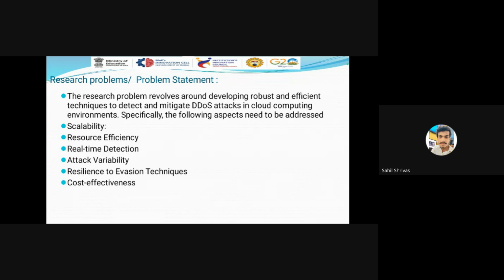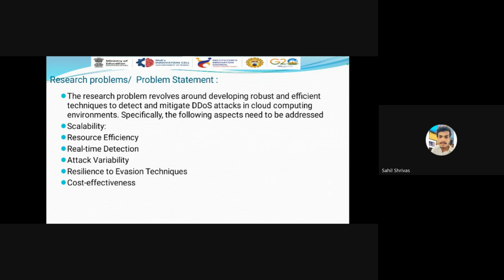Second point is resource efficiency. Cloud environments operate on shared resources, making it crucial to develop DDoS mitigation techniques that minimize resource consumption while maintaining service availability. These include optimizing the use of computational resources, network bandwidth, and storage capacity for DDoS detection and mitigation.